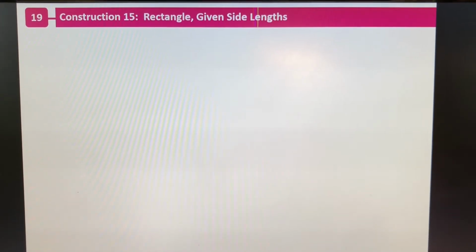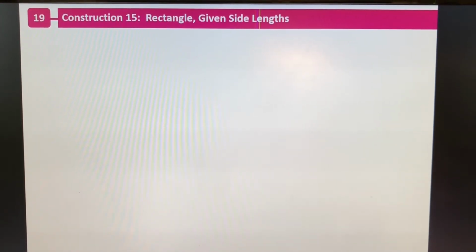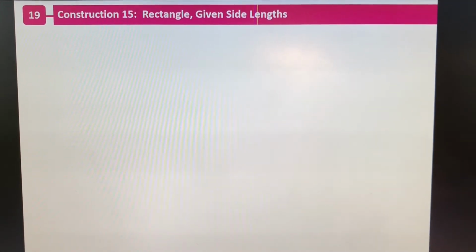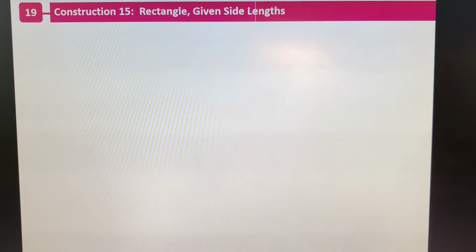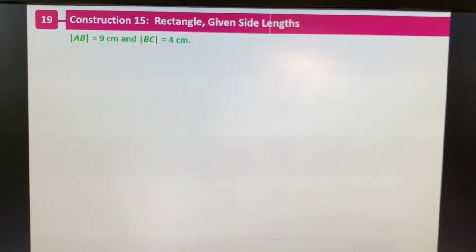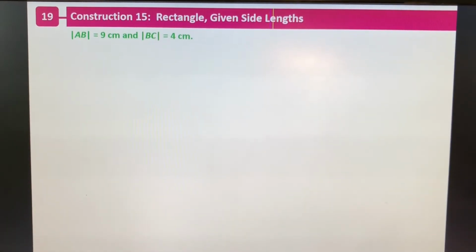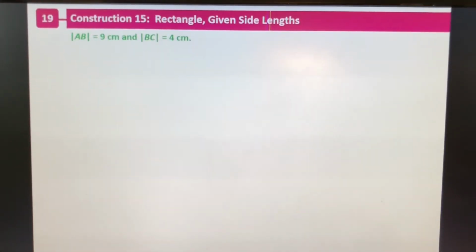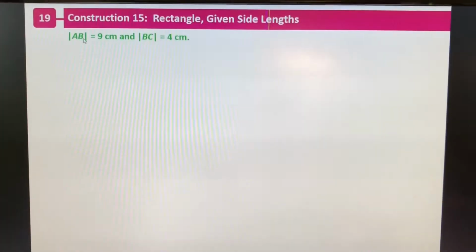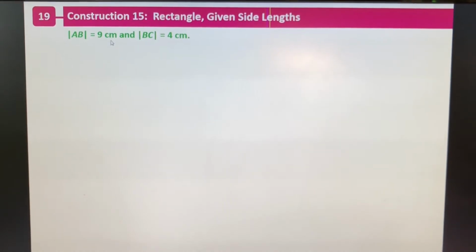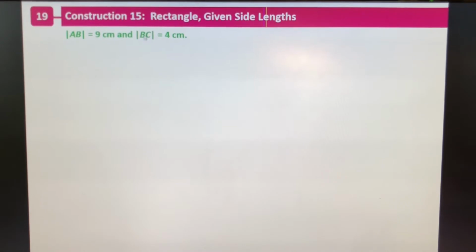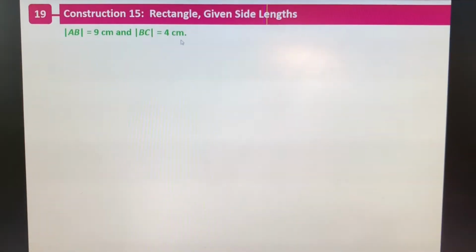It's really important that you include your construction lines, so we're not drawing a rectangle like you have done ordinarily in previous maths lessons. We need to follow the set steps as follows. So we've been asked to construct a rectangle where we have one side length, the distance between the point A and B, to be 9 centimetres, and a second different side length where we're told that the distance from B to C is 4 centimetres.